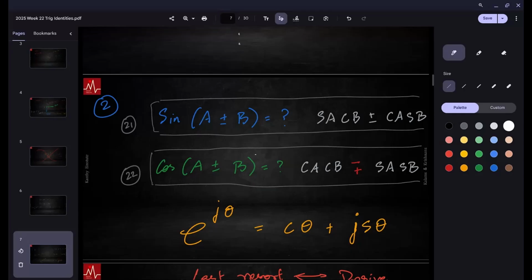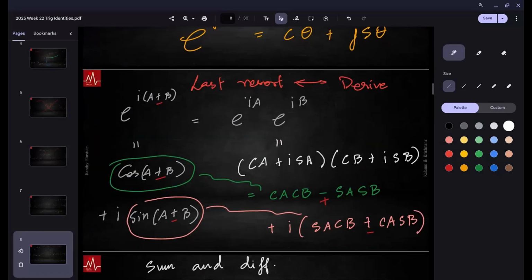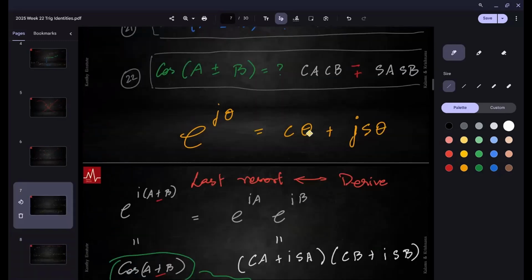And these relations, sin A plus B is sin A cos B plus cos A sin B, right? Negative will be negative, and then cos A plus B will be cos A cos B minus sin A sin B. So this is extremely important because, notice, this is easily derivable from Euler's identity, right? This goes by the name Euler's identity.